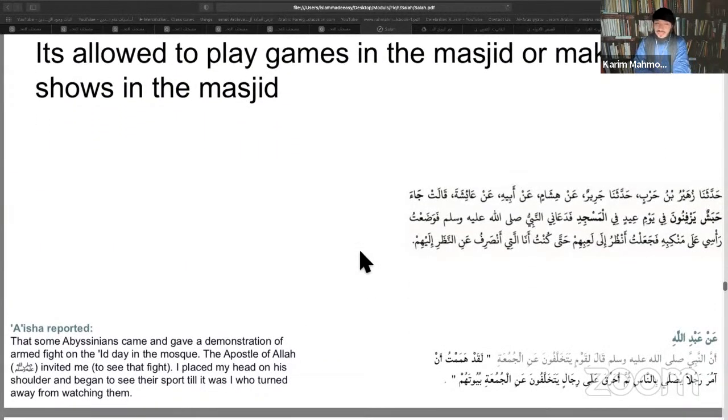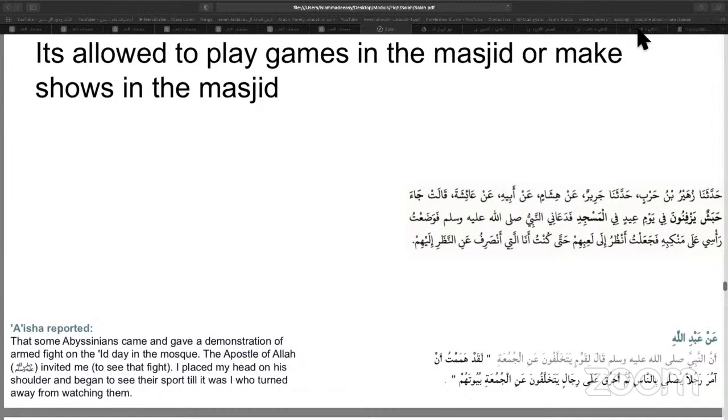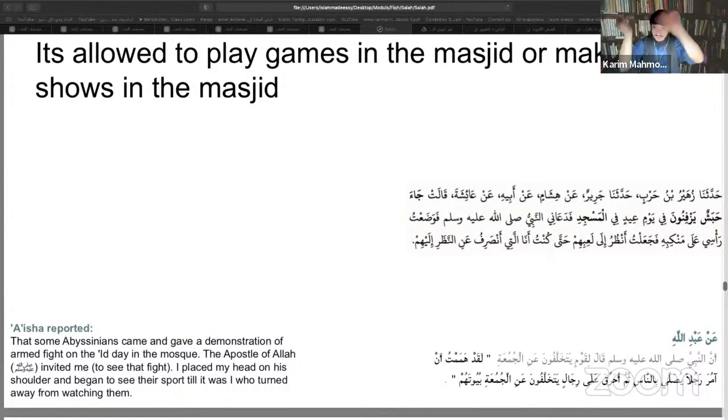Playing games in the masjid or having a show in the masjid, that is also allowed. The Prophet ﷺ during his time had a wrestling show that was going on in his masjid, ﷺ, and he allowed for that to take place. So therefore, there's nothing wrong with that either. A wrestling show? Yeah, it was some kind of weaponry type of thing, and yeah, it's kind of like a show.